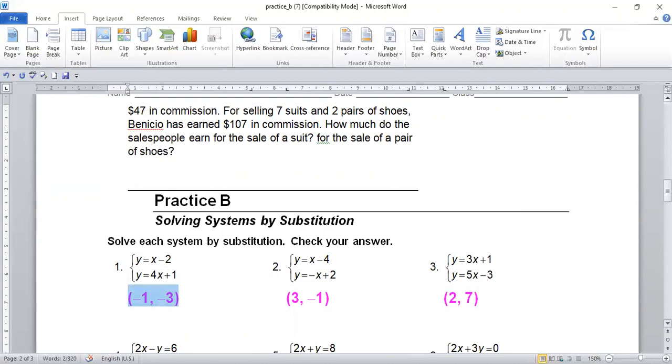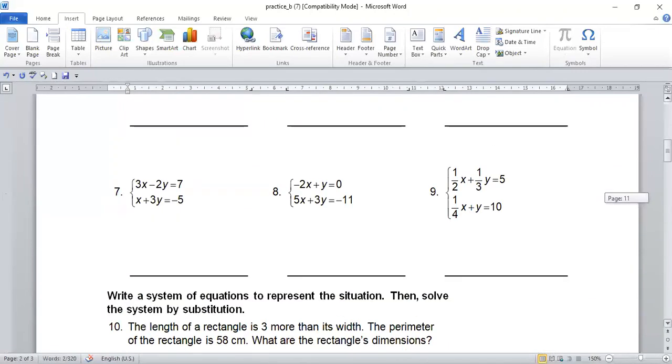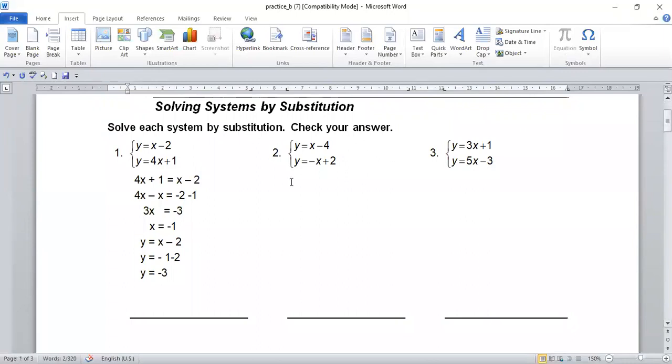This is the answer. However you substitute or whichever equation you use, you are going to be getting y is equal to minus 3 and x is equal to negative 1. If you are not getting this answer, please go back and check your steps. Something you have missed out, or you have messed up with the signs.